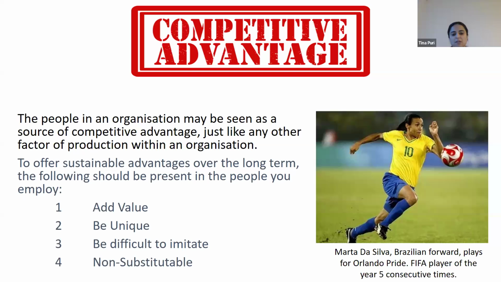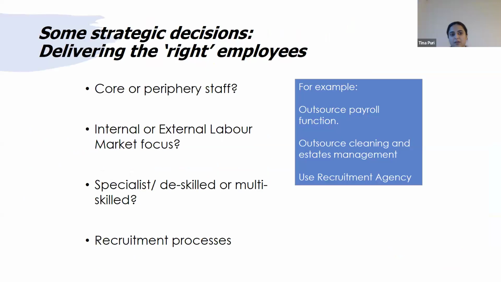So to offer sustainable advantages over the long term, the following should be present in the people you employ: add value, be unique, be difficult to imitate, and non-substitutable. Some strategic decisions, delivering the right employees: core or periphery staff, internal or external labor market focus, specialist, de-skilled or multi-skilled, recruitment processes. So for example, outsource payroll function, outsource cleaning and estates management, use recruitment agency.